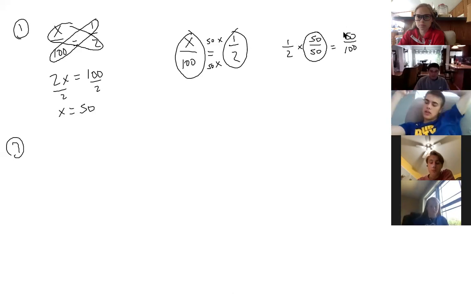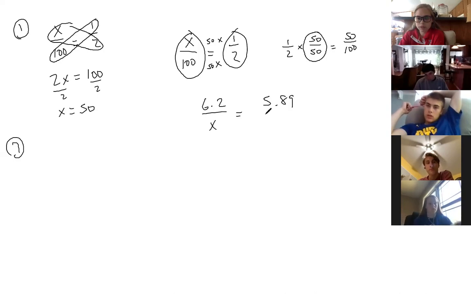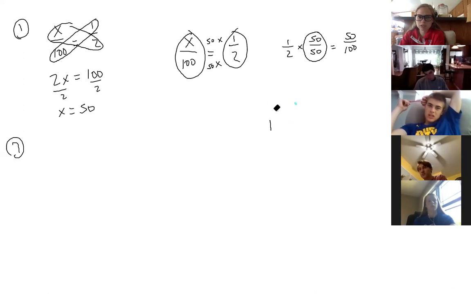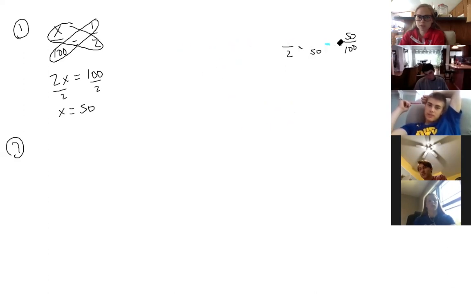Yeah, I just wanted to make sure the way I was doing it would work every time. Either way works. Now, when you get to a proportion like 6.2 over x is equal to 5.89 over 12.6, you probably would want to cross multiply, because how do you go from 5.89 to make equivalent fractions? Not really sure. Yeah. When in doubt, cross multiply.